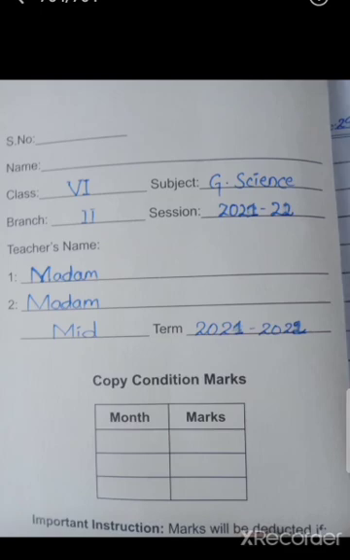So students, now you have to complete this side of the card cover also. Leave a space for the serial number. Write down your name and your class, subject, branch and session. Leave a space for the teacher name and also mention the midterm along with the session, right?